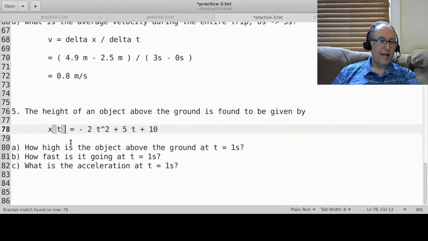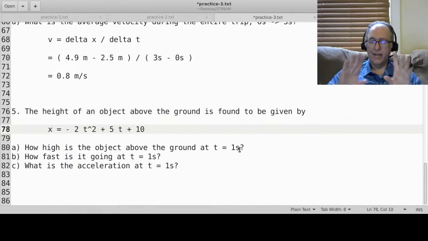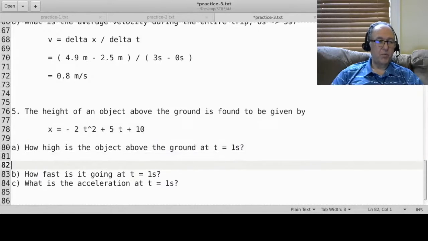And so here's a formula. Let me take that out of there because sometimes students think it means x times t. It doesn't. It just means x is a function of t. So x is going to depend on what time you have here. And so let's answer the first question. This one should be really easy.